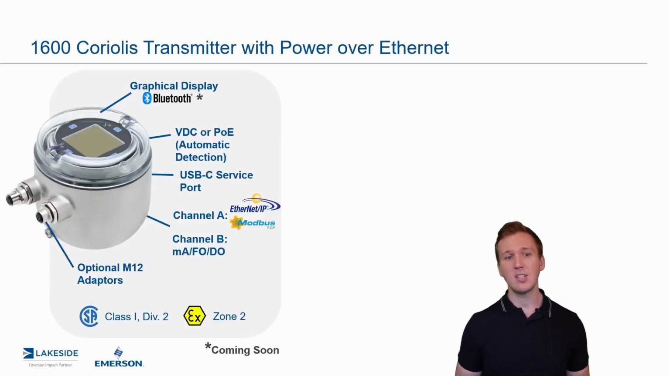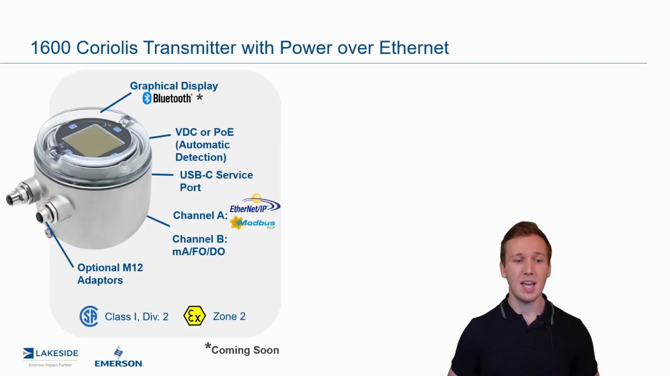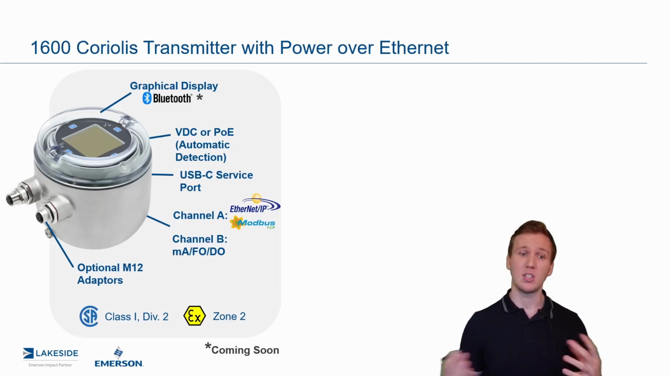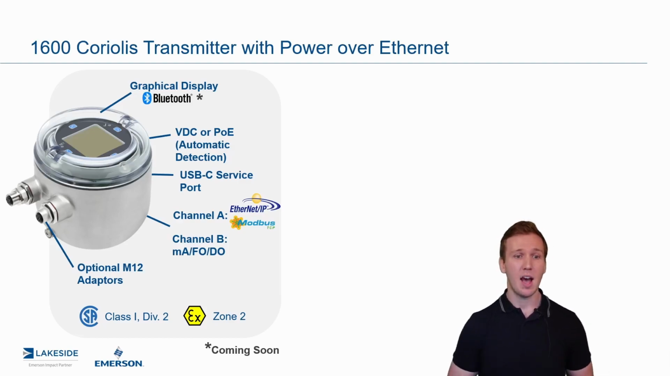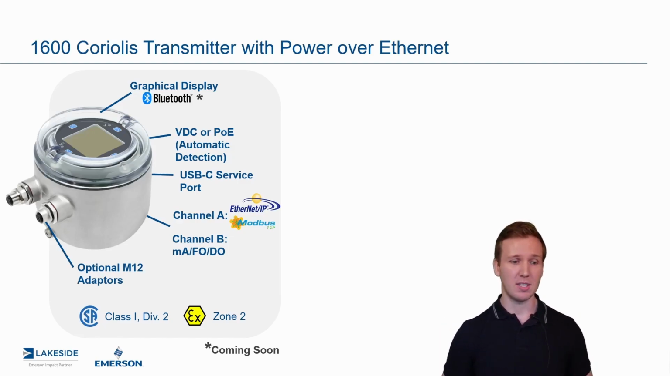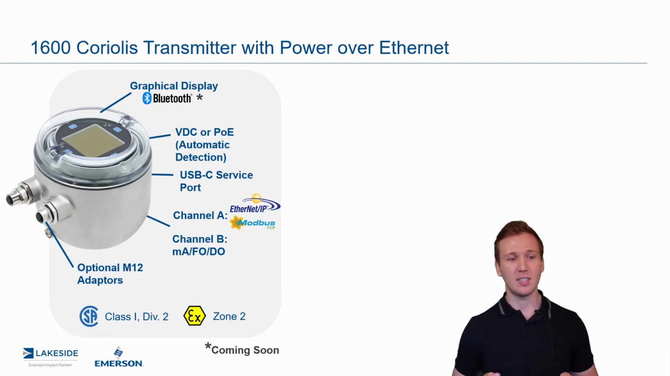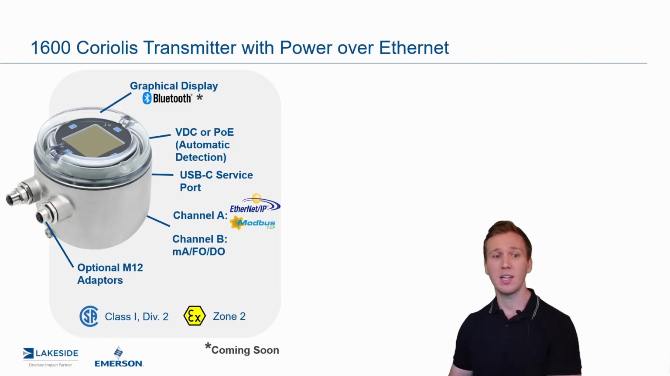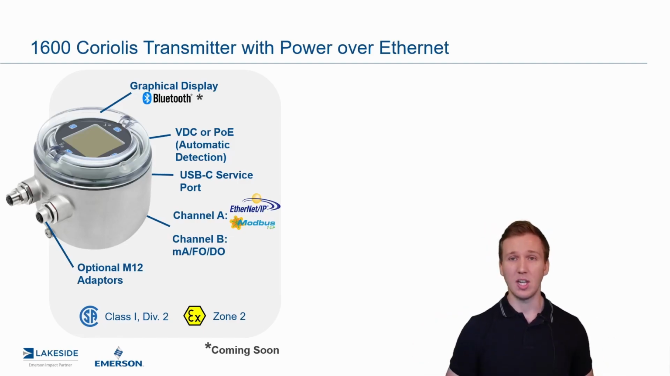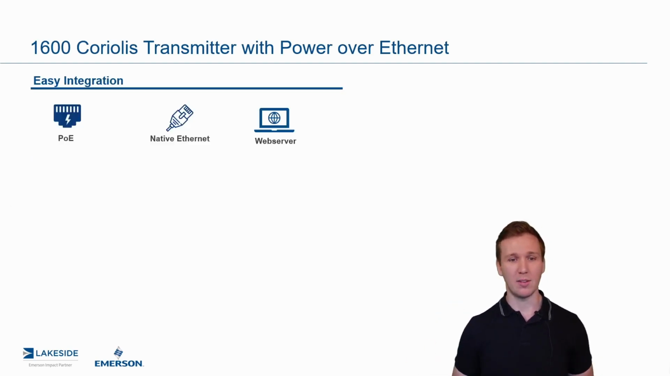So the 1600 transmitter was recently released, and as you can see here, can communicate via Ethernet IP or Modbus TCP via channel A, and via channel B has the optional milliamp output, frequency output, discrete output that you might be familiar with. It has a graphical display. Bluetooth communication is coming in order to configure this device, which I think is going to be really exciting. You can see it has optional M12 adapters, and it actually can work with power over Ethernet or a DC voltage, and it will automatically detect if it's being auxiliary, externally powered, or if it's being powered over Ethernet.